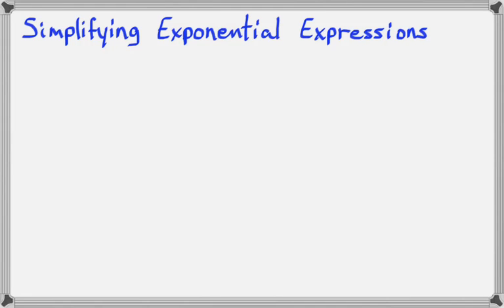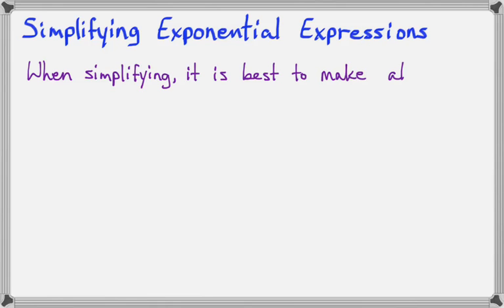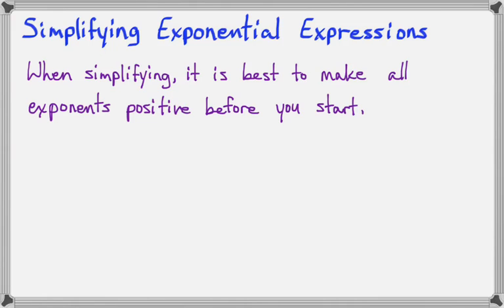In this lesson, we're going to look at simplifying exponential expressions. So, first of all, whenever I see an exponential problem, I make sure before I start that all of the exponents are positive. That just makes it easier to do the adding and subtracting when everything's positive. Because when you have positive and negative numbers, it's easy to make mistakes. It's easy to add when you meant to subtract or subtract when you meant to add. So just start off by making all the exponents positive.